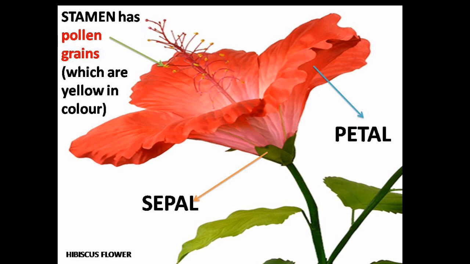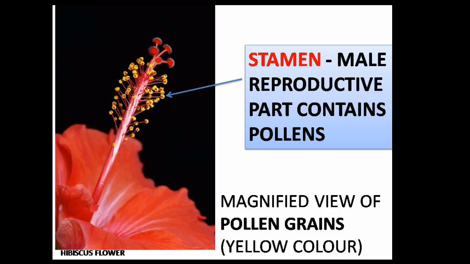In hibiscus flower, the stamen has pollen grains which are yellow in color. This is the magnified view of pollen grains of hibiscus flower which are yellow in color. Stamen is called as male reproductive part of a flower.